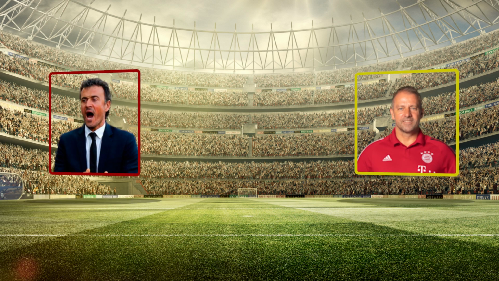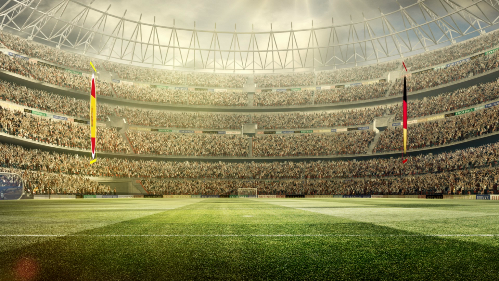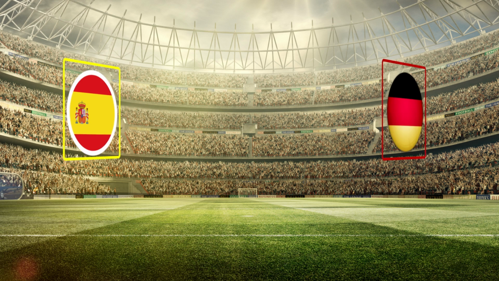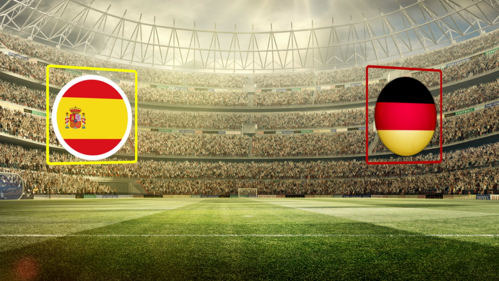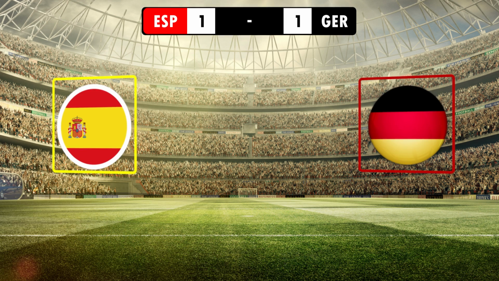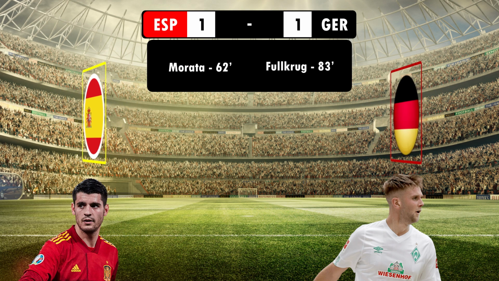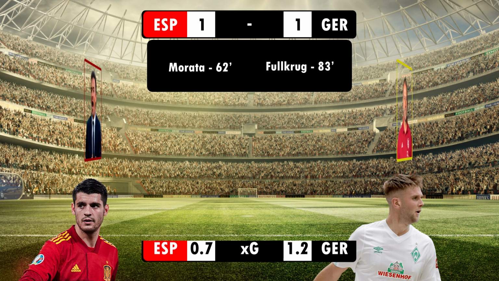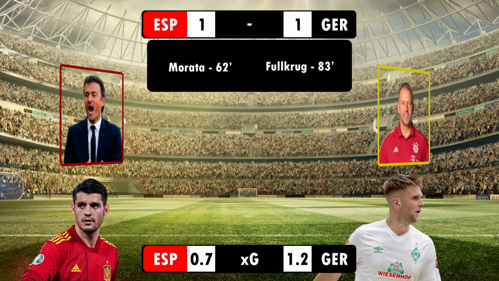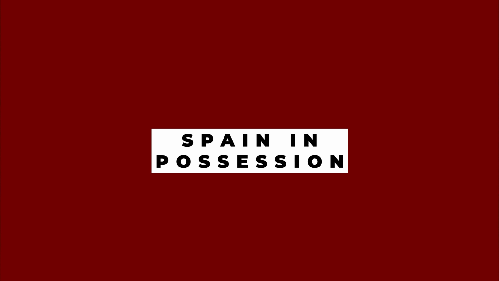It was a high-level tactical encounter at the World Cup when Spain took on Germany, with Germany needing to avoid defeat to still have a realistic chance of qualification on the final day. And this intriguing game finished 1-1 thanks to goals by two substitutes, Alvaro Morata and Niklas Füllkrug. The xG was fairly even, with Germany creating slightly more. But what tactics did we see? Let's take a look. And we'll begin with Spain in possession as they had more of the ball.